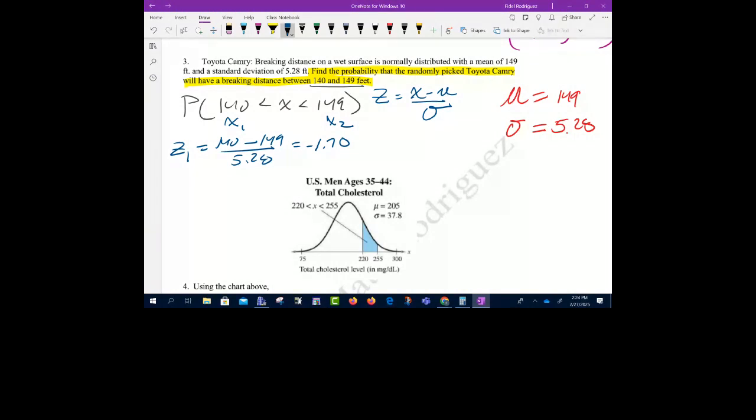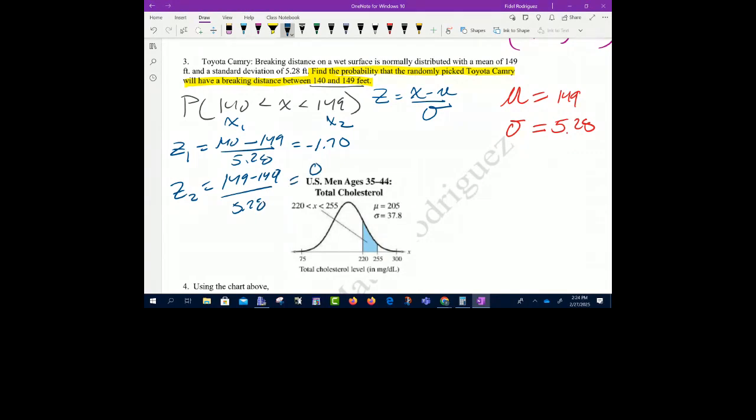Okay, good. Or 1.70. You can just write 1.7. That's fine, too. All right, look, y'all, let's do the same thing. Let's find our second one. So we're going to take 149 minus 149 all over 5.28. Everybody agree that's got to be 0?